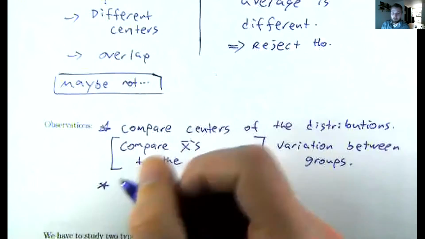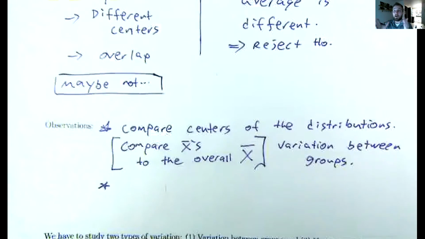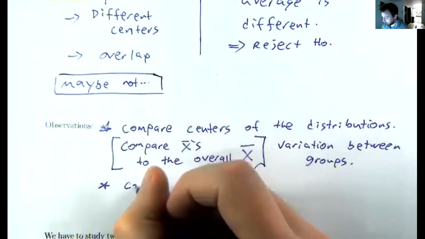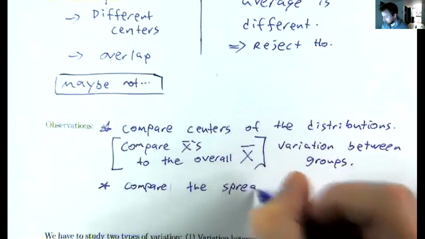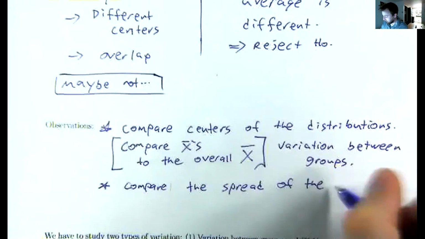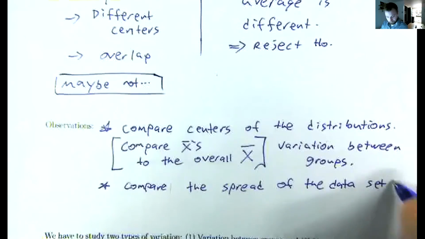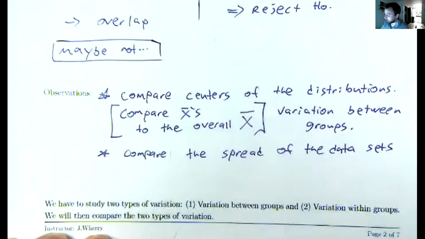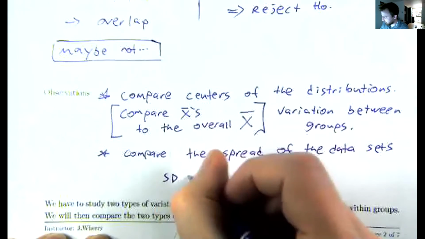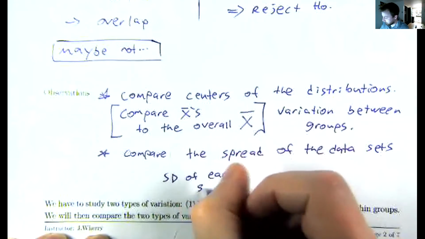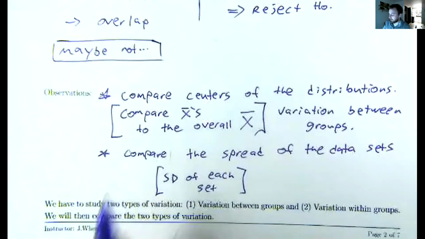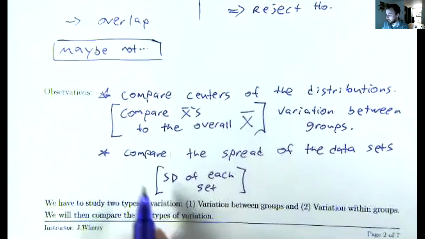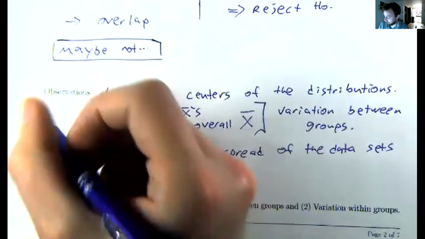Second thing, and this has to do with either being inside or not inside, has something to do with the overlap in the size of the boxes. So I need to compare the spread of the data sets. And the way I compare spread of the data sets is I look at the standard deviation of each set, and that will tell me something about how big that box is. So this has to do with comparing the centers of the boxes. This has something to do with the width of the boxes.